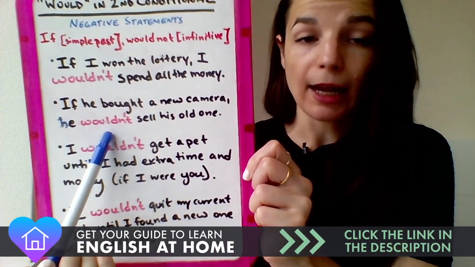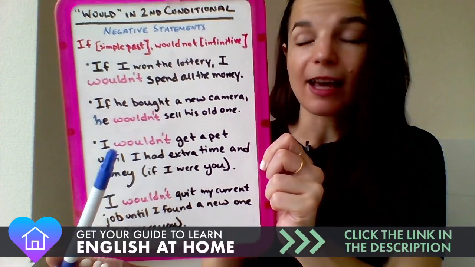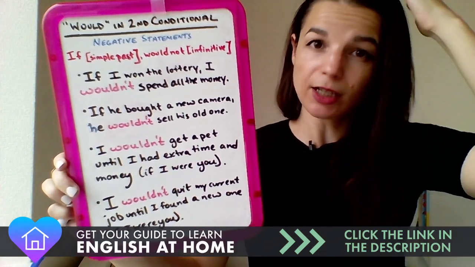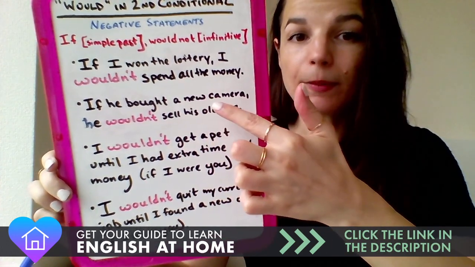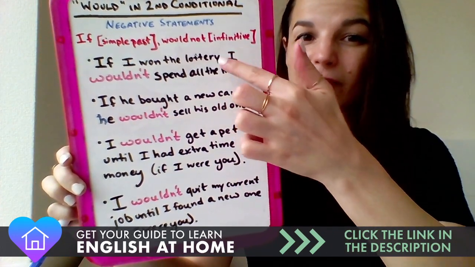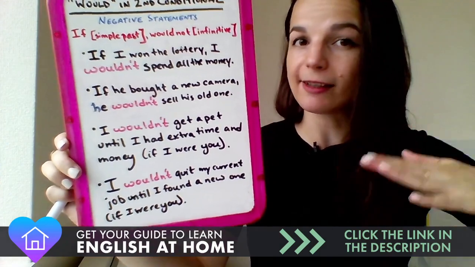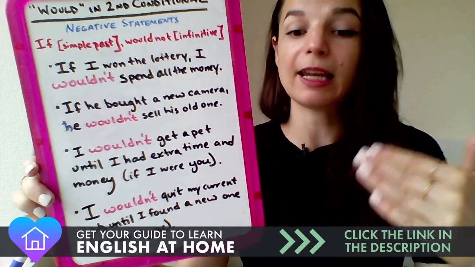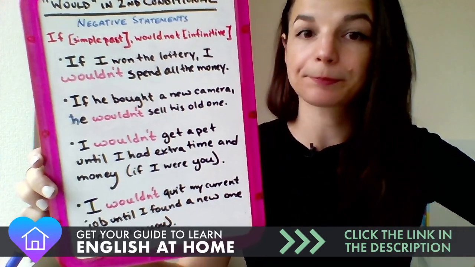So we're again expressing something in this case that would not happen. So an unreal situation. Again, this is unlikely. If he bought a new camera or if I won the lottery, there's a low chance of these things, but we want to talk about our actions in those unreal situations. Okay?